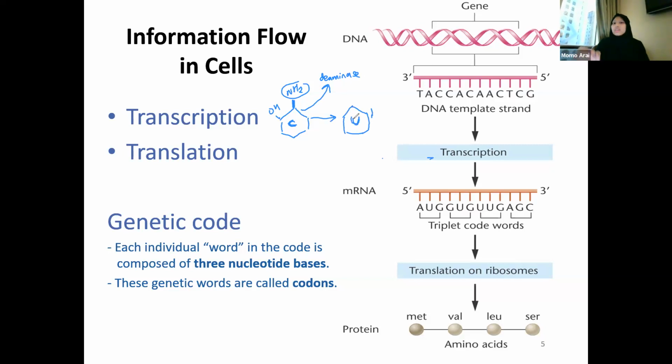uracil. Uracil is another base that's only found in the mRNA or RNA in general. It's not in the DNA, but it's in RNA. Just the removal of this group changes the structure. That's all it means. Is that clear for you and everyone?